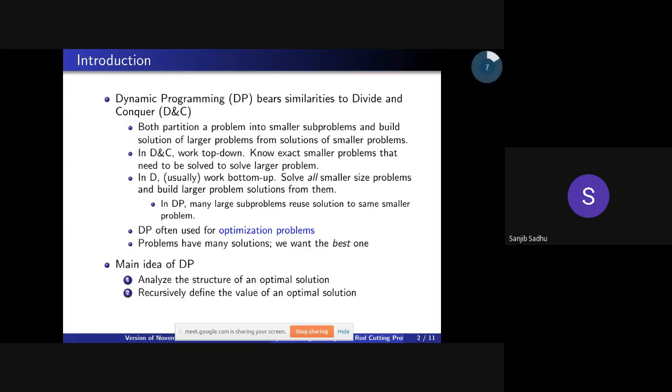So you see, this is bottom up. Please remember, dynamic programming is bottom up. We first solve the subproblems, and then we take the help of these subproblems to find out the solution of the larger one. In this way we go on.